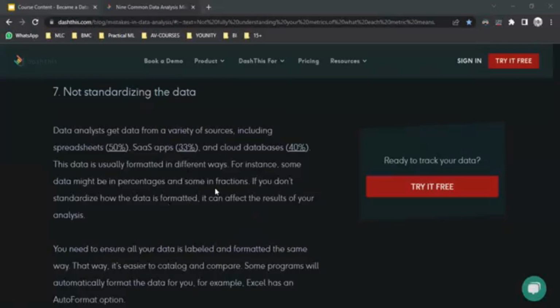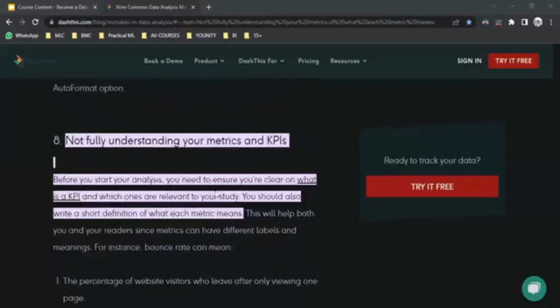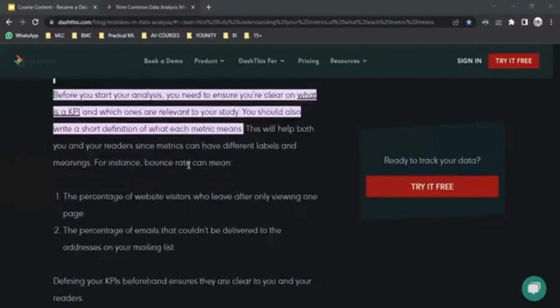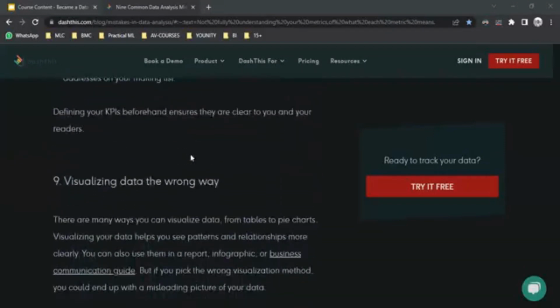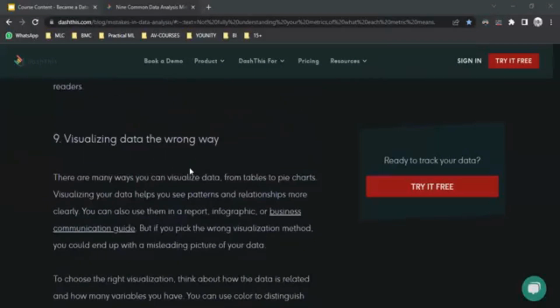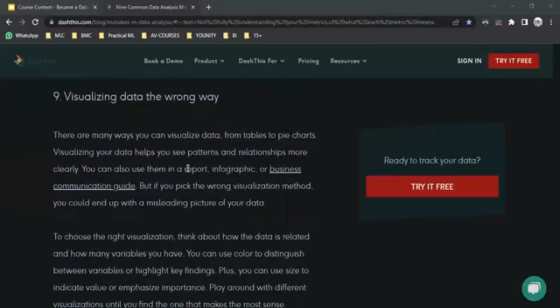You need to standardize the data whenever you want to optimize your results, and also not fully understanding the KPI metrics. How are they useful for the end user, and how do they provide interpretability? In data analytics, it is very important to figure out what percentage of users will accept your analysis. Another mistake is visualizing the data in the wrong way. Let's say you have different kinds of columns in your data sets; you need to arrive at the solution with different kinds of plots, as we have already seen in this course.